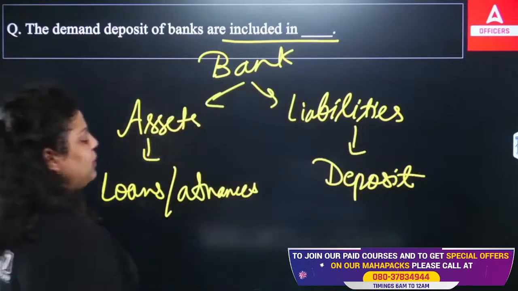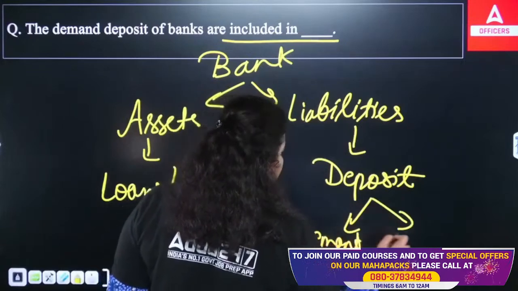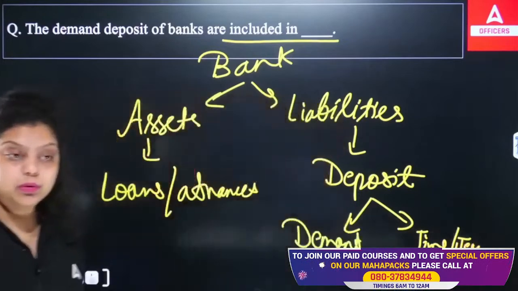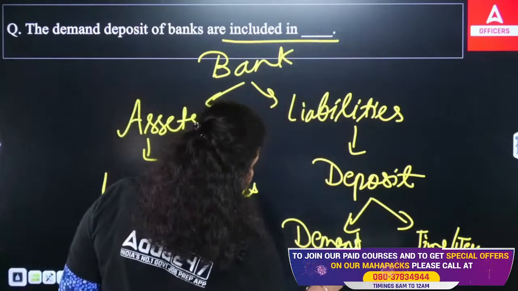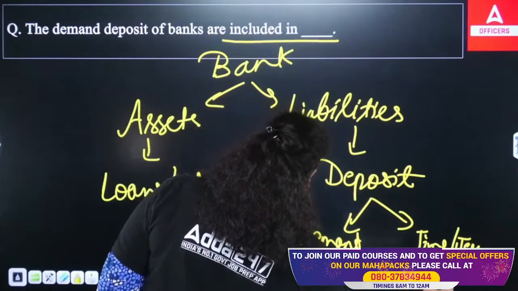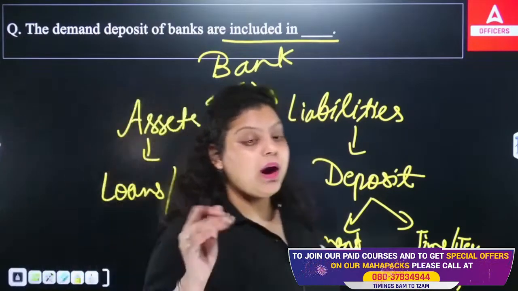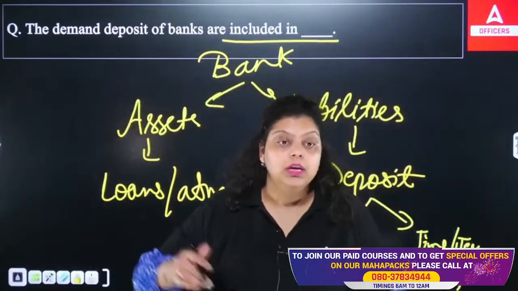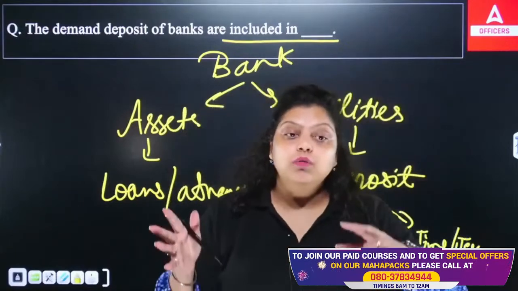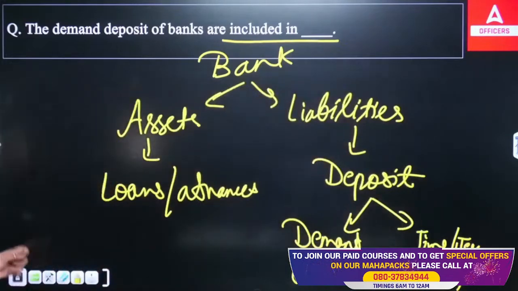These deposits are of two types. The first is demand deposit, the type of deposit dependent on the customer's demand, and the second is the time or term deposit. Demand deposit covers CASA, current account and savings account. Time deposit covers RAFA, recurring account and fixed account. Demand deposits can be deposited and withdrawn as per the demand of the customer. Time or term deposits, on the other hand, are deposits that will be there for a particular period of time.